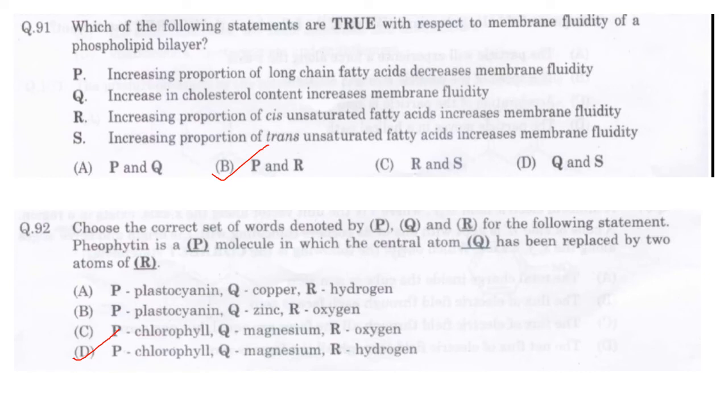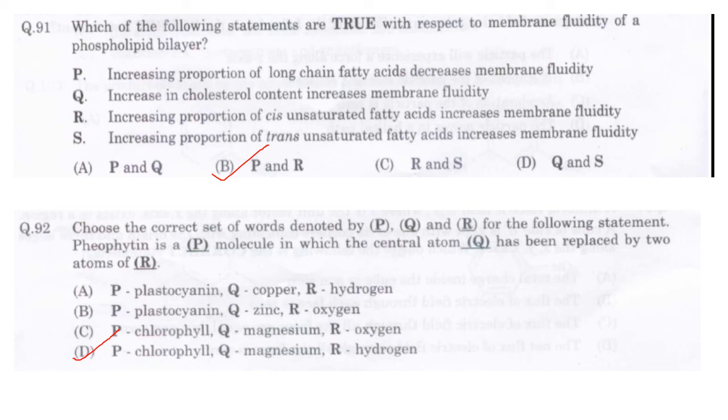Next one, which of the following statements are true with respect to membrane fluidity of a phospholipid bilayer? Increasing proportion of long chain fatty acids decreases membrane fluidity. That is correct. Increase in cholesterol content increases membrane fluidity. No. Next one, increasing proportion of cis unsaturated fatty acid increases membrane fluidity. That is also correct. So P and R are correct. Increasing proportion of trans unsaturated fatty acid increases membrane fluidity. No.